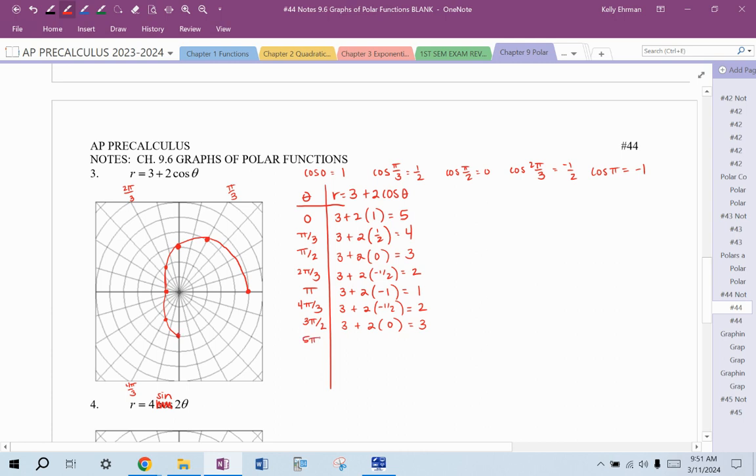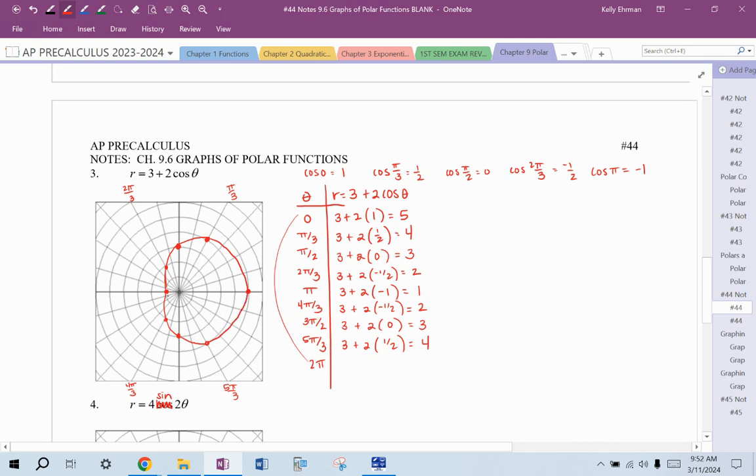Plug in 5 pi over 3. 3 plus 2 times, in quadrant 4, cosine of 5 pi over 3 is 1/2. 3 plus 1 is 4. So face 5 pi over 3 and go forward 1, 2, 3, 4. See how that's symmetric though? See how this point, I could have also just gotten that from here. And then if I plug in 2 pi, I'm going to get the same thing I got when I plugged in 0. So I can just connect here. Or again, you can do the math on that.